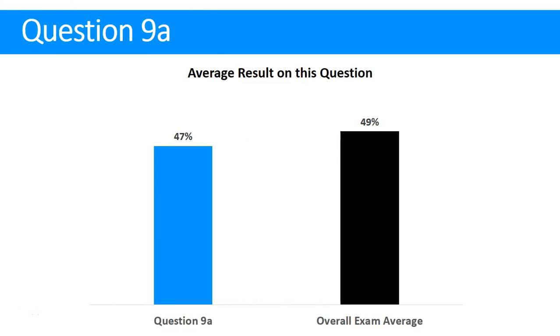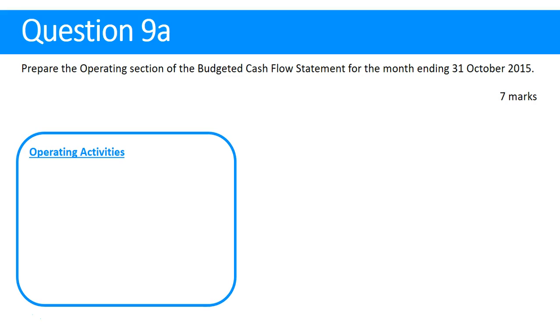Question 9a had an average of 47%, right around the overall exam average, and we were asked to prepare the operating section of the budgeted cash flow statement for the month ending 31st of October 2015. It's a 7-mark question, so quite a heavy weighting, so it's really important that you know what operating activities are.